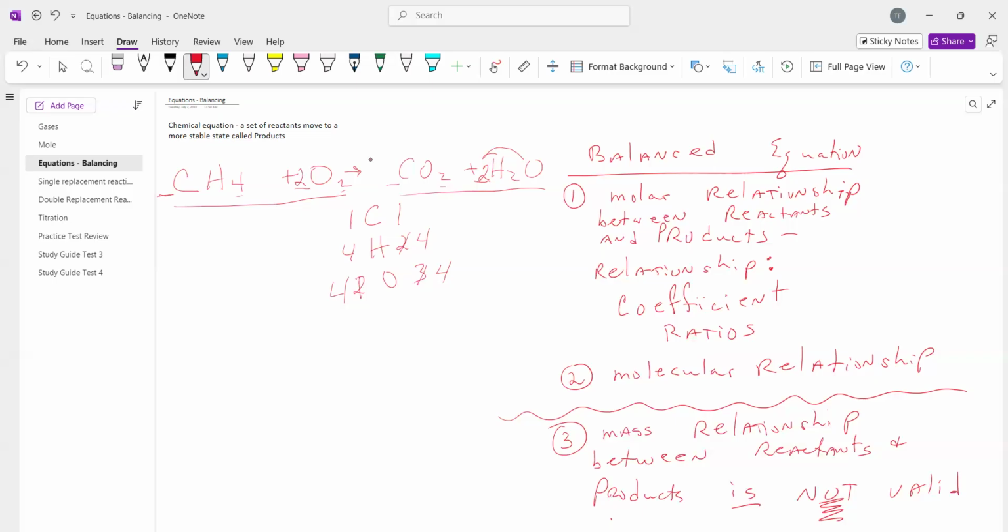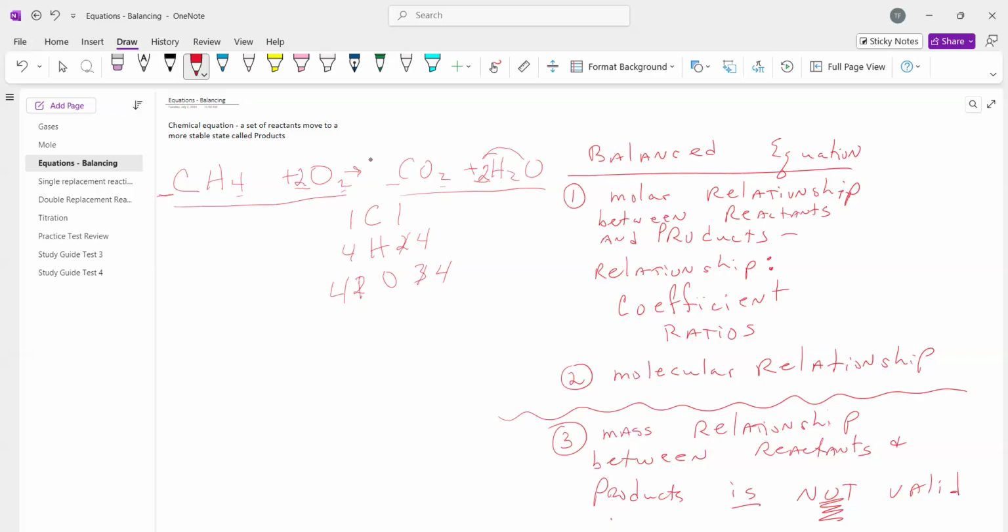Now it's balanced. The one on the right side is connected to the one on the left. They've got to be equal. If they're not equal, we have an explosion. It's called a nuclear bomb. Fair enough. All right, so does that make sense?